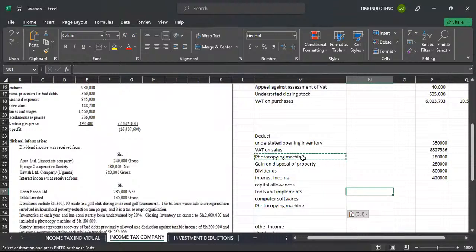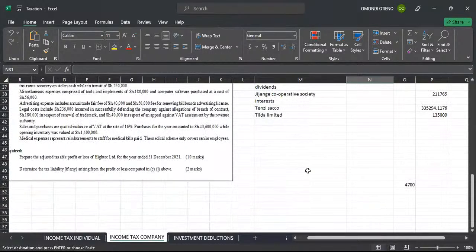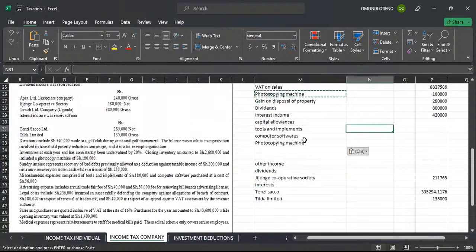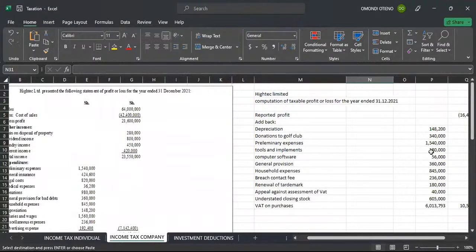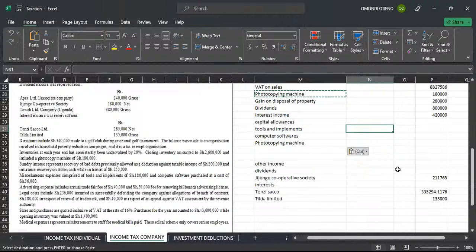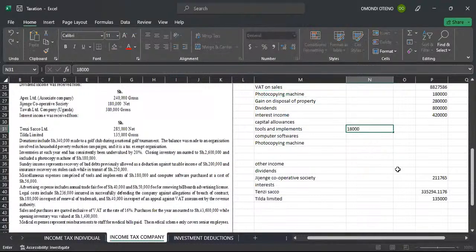Just have a small thing somewhere there, like this one here. You have your sales and see how it is affecting the profit. That one, you'll be able to understand how those items are affecting your profit and insert the right value at the right place. So tools and implements, I think we had 180,000. Then computer softwares, we had 56. So here we have 180,000.